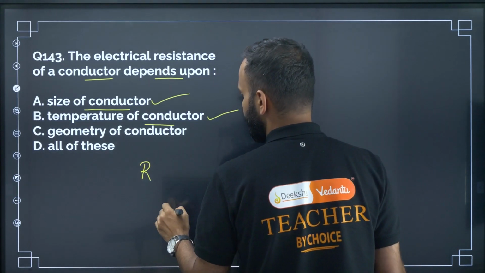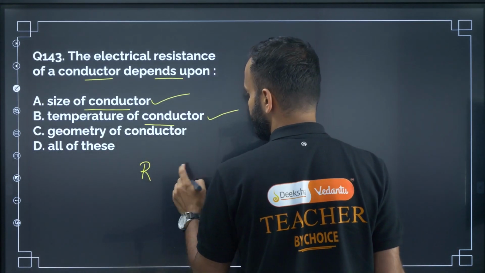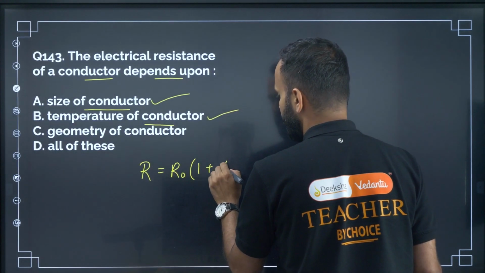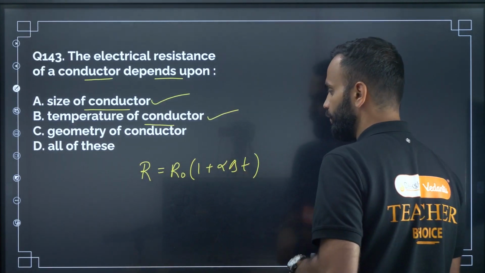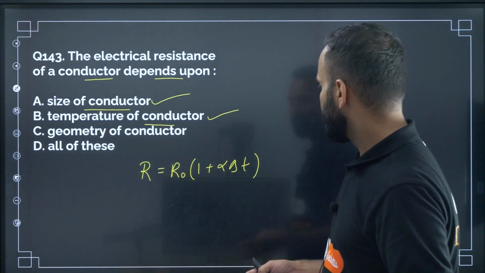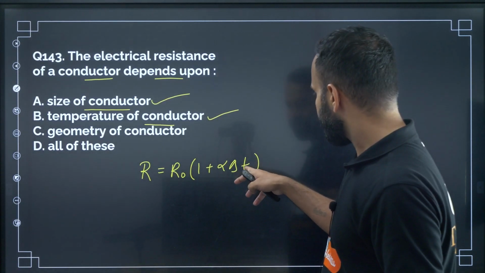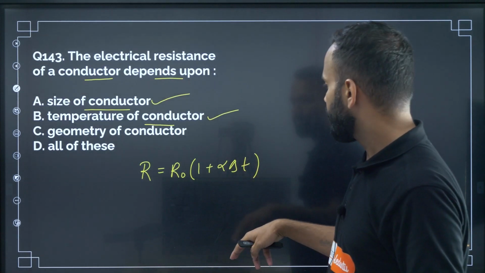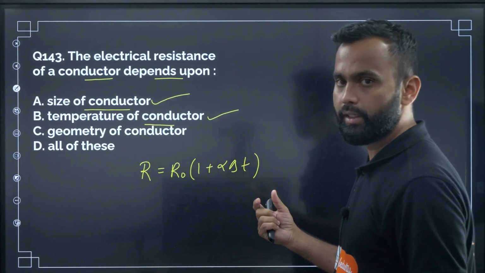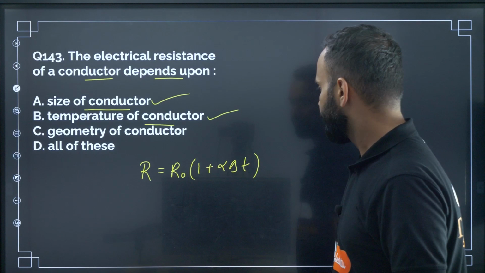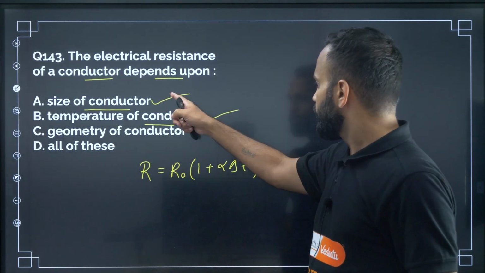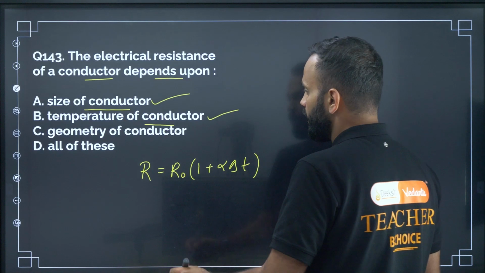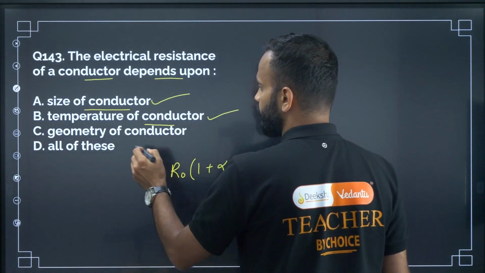Here, temperature dependence of resistance: R equals R naught into 1 plus alpha into delta T, right? Alpha is the temperature coefficient of resistance, okay, delta T is the change in temperature, right? R naught is the resistance of the conductor at a reference temperature, right? R is the resistance of the conductor at temperature T, okay. So it depends on the temperature of the conductor.